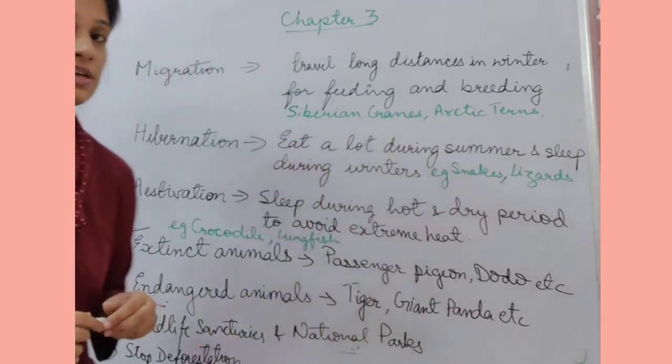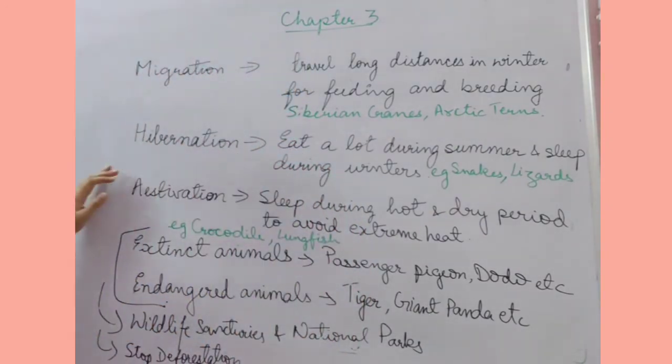So that's all for today's session. These are the 5 important terms that we have covered: migration, hibernation, estivation, extinct animals, as well as endangered animals.